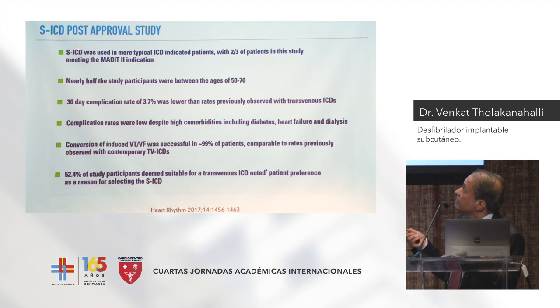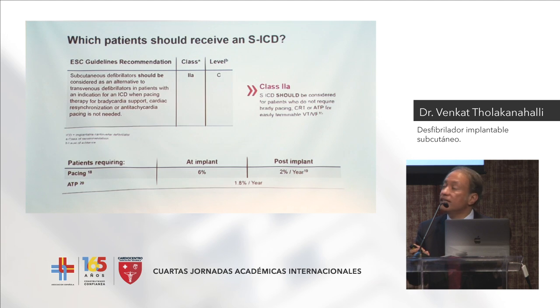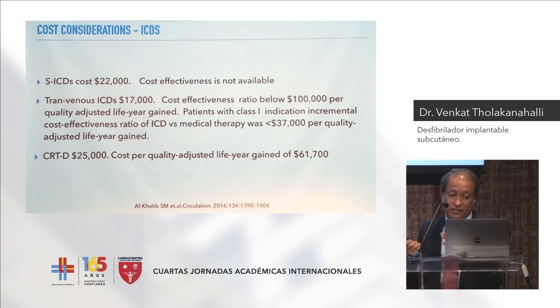So in general, this SICD post-approval study was very, very favorable with respect to low complications, high efficacy, in the patients who need the defibrillator otherwise. And the discrimination factor for atrial fibrillation was also very, very good, which led to the approval of the SICD as a class 2A indication in patients who are otherwise not good candidates for transvenous ICD. So you can actually do even without it.